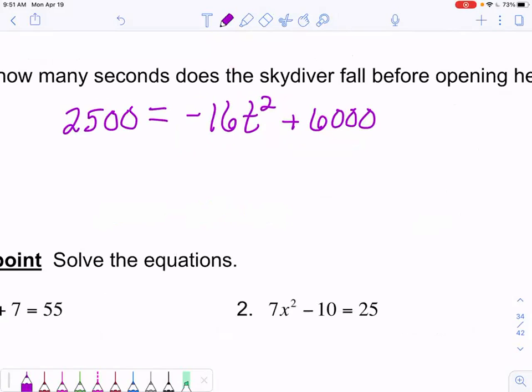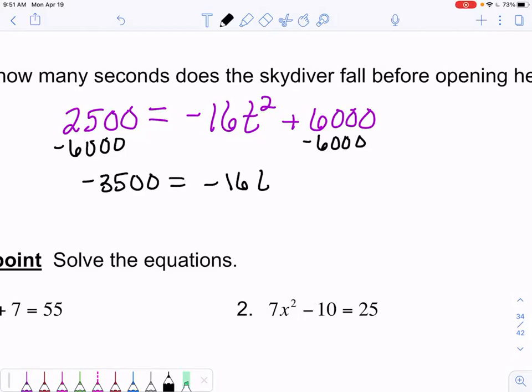So think about the process that we used last week. Michael, what would be the first step that you think you do to solve for t? Yeah, so let's take that 6,000 to the other side. That's a number. We need to isolate the t squared, so we'll take that number to the other side. Michael, do you know what 2,500 minus 6,000 is? That shows you how many feet they have fallen in the air. So they have fallen 3,500 feet. That's what that number represents, the distance they actually fell.